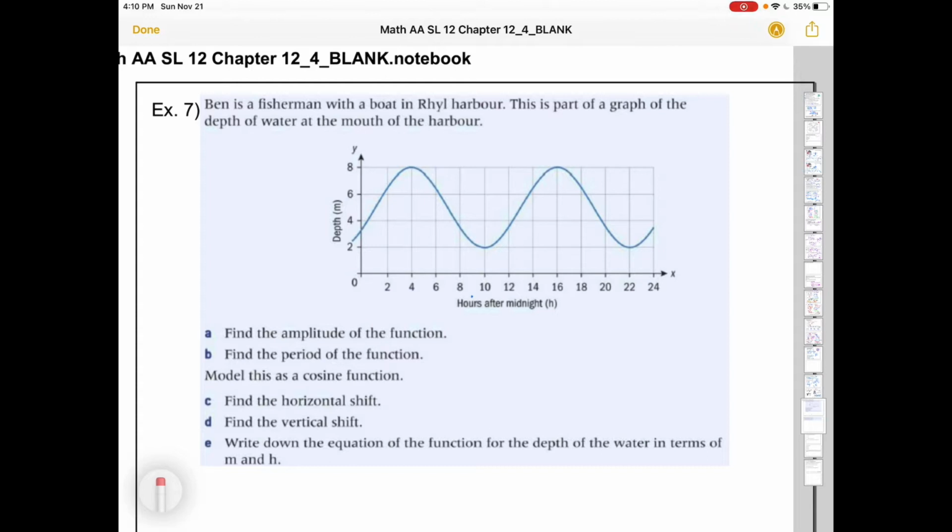Alright, we'll jump in with Ben, who's a fisherman with a boat in the Rill Harbor. So we've got some Welsh representation here. This is part of the graph of the depth of the water at the mouth of the harbor. Find the amplitude of the function.